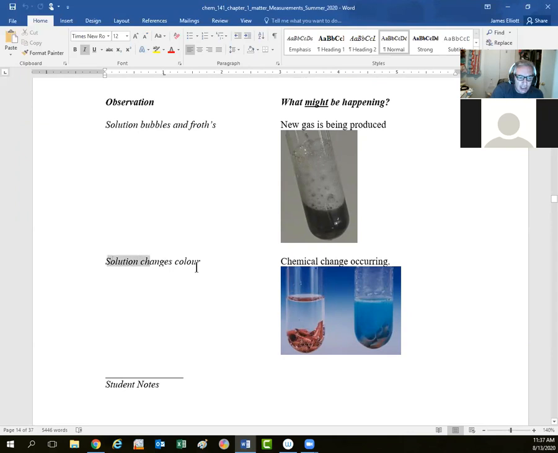Sometimes it could be something as subtle as just a slight color change in solution. Different chemicals absorb different wavelengths of light and therefore produce different colors to our eye. And if we produce new chemicals which could absorb a new wavelength of light, we could get a different color produced. So color changes could also be a sign of a chemical reaction.